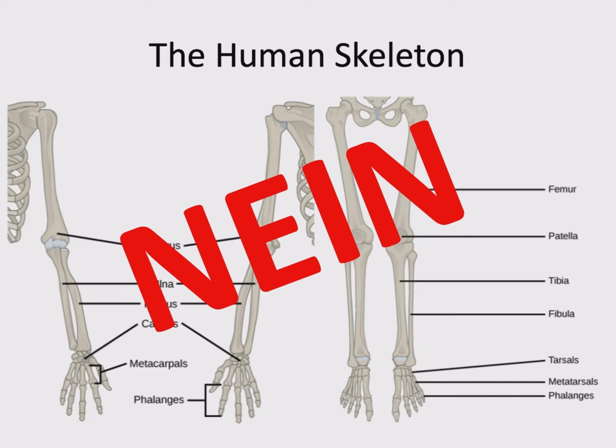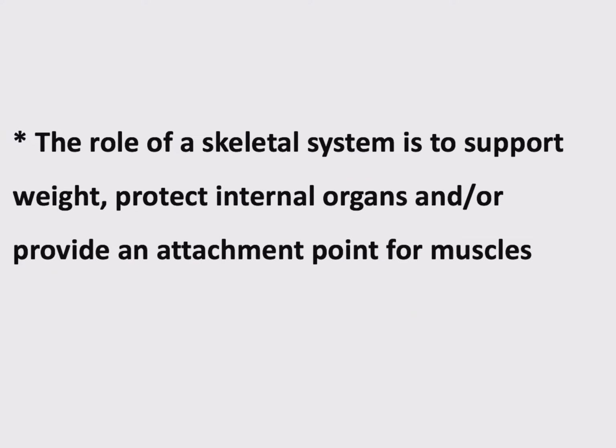One quick takeaway I do want to point out is what the skeleton actually does. I think the big picture is important in an intro class. So the job of the skeletal system, there are several jobs. The role of the skeletal system is to support our weight, to hold us up, especially outside of water. That's very important. It's also to protect the internal organs, if you think about our rib cage, and to provide, and this is a big one that can easily be overlooked, a major role of the skeletal system is to provide an attachment point for muscles.